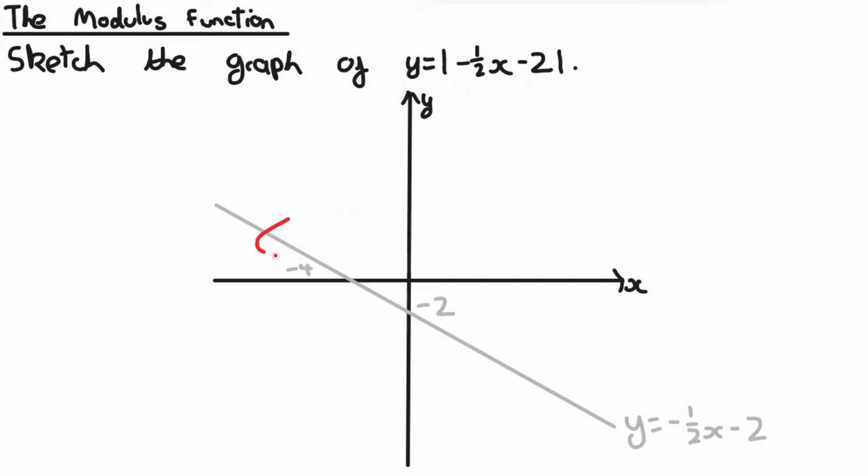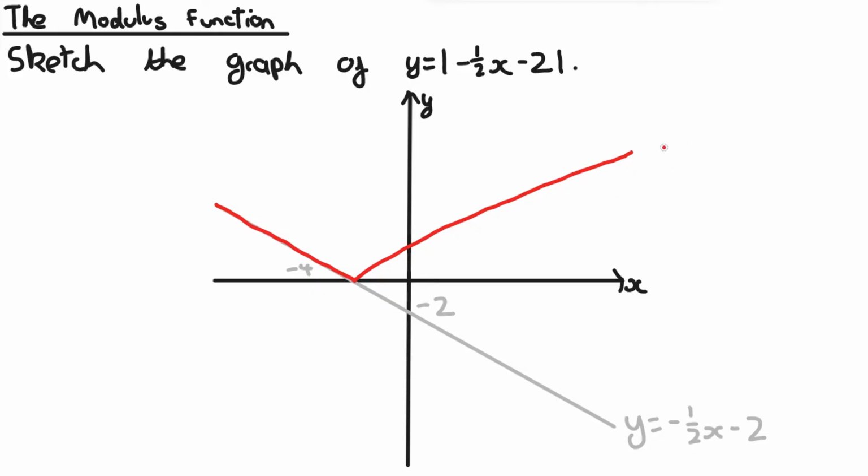And now we can sketch the graph of y is equal to the modulus of -1/2 x minus 2. This here is fine because this is still above the x-axis, so this here is going to be the same, but this here is negative and below the x-axis, so we're going to mirror this in the x-axis, so this is going to come up like this here.